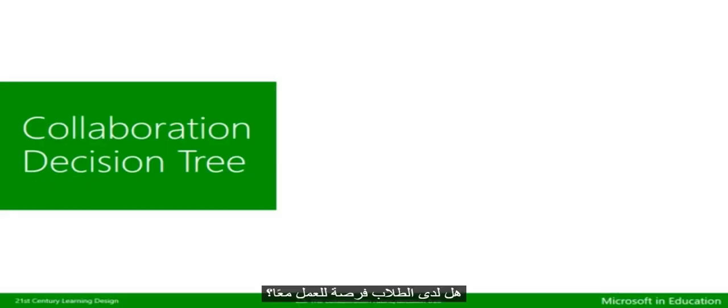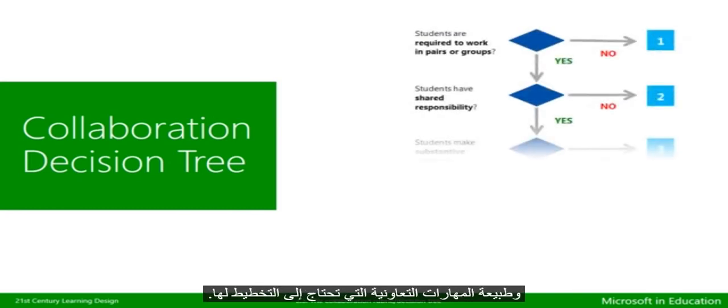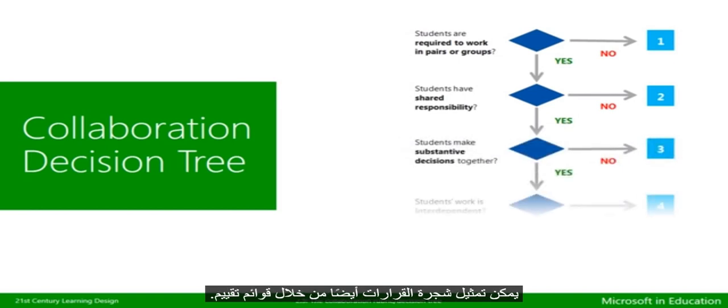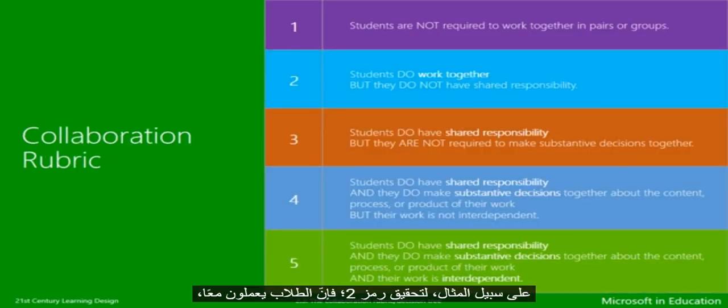So, to recap, when you are designing a learning activity in which you want to focus on developing collaborative skills, you need to keep in mind the questions outlined in this decision tree. Do students have the opportunity to work together? Will they have shared responsibility? Will they make substantive decisions together? Will their work be interdependent? In this way, the decision tree helps you to be more aware of the type and quality of collaborative skills you need to plan for. The decision tree can also be represented as a rubric.